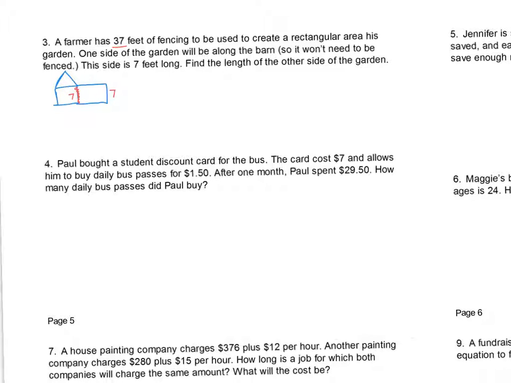So we need to give a variable to the other 2 sides. And since it is a rectangular area, we know they're going to both be the same. So we can call them both x. And then we just have to add up. Remember, we're only adding the pieces not next to the barn. So that's going to be x plus 7 plus x equals 37. Combine like terms, x plus x is 2x, plus 7 equals 37.